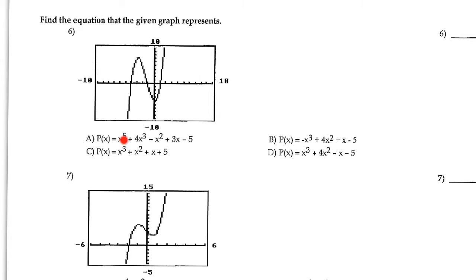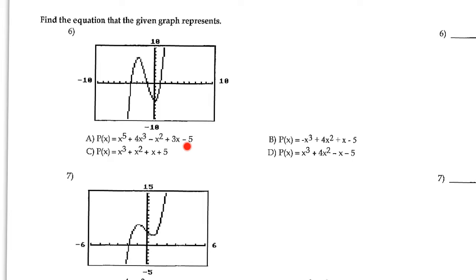A is a degree 5. That means that it could have 4 turns. Doesn't have to, so 2 turns is a possibility. Okay. It could have 5 zeros, 5 places where it hits the x-axis. But it could have less. So far, I'm thinking A is still okay.